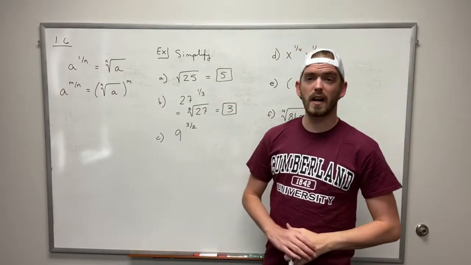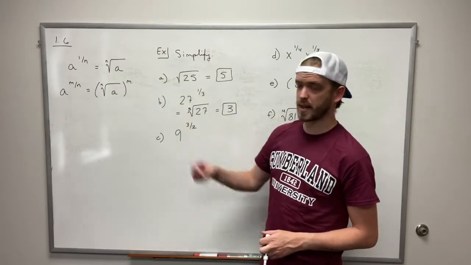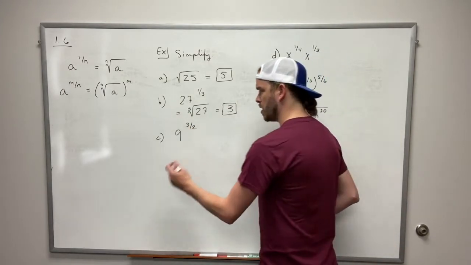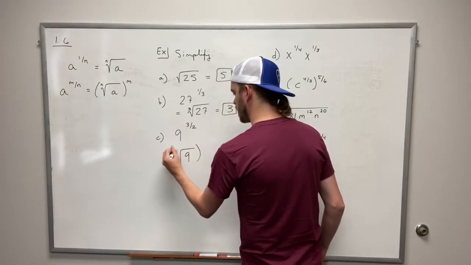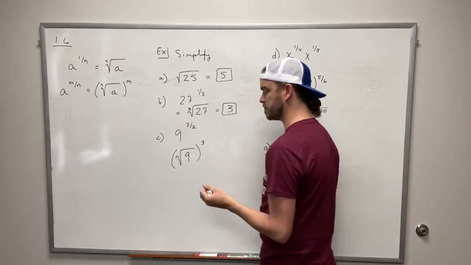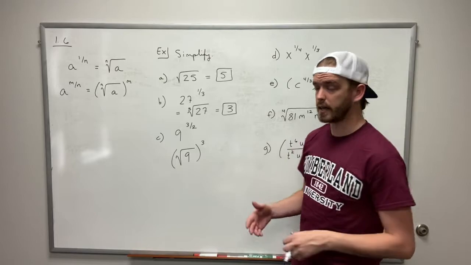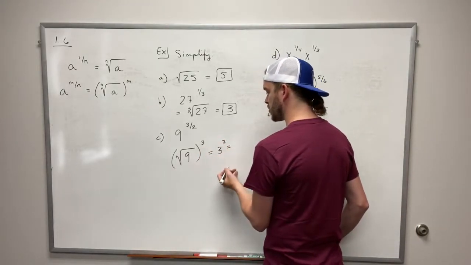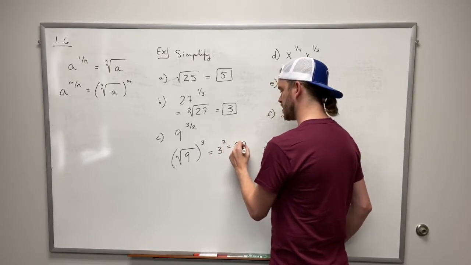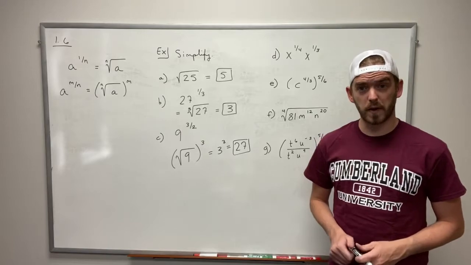Now let's move on to 9 to the 3 halves. This is one that we're going to need to rewrite using the second property here. This is going to be the square root of 9 raised to the 3rd power. Let's simplify the inside first. The square root of 9 is 3. And 3 cubed is 27.